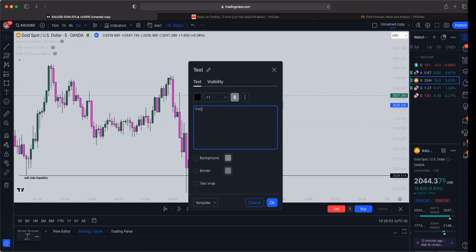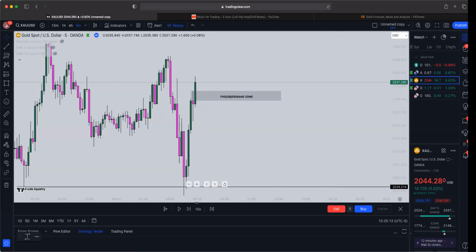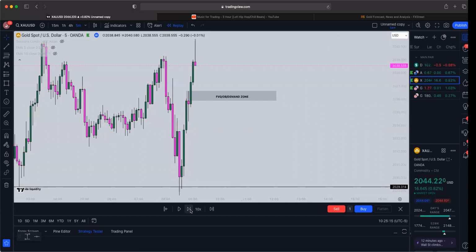So this is your fair value gap mixed with your order block, or demand zone, you can call it. For me, it will be demand zone. And so the market proceeds upwards.